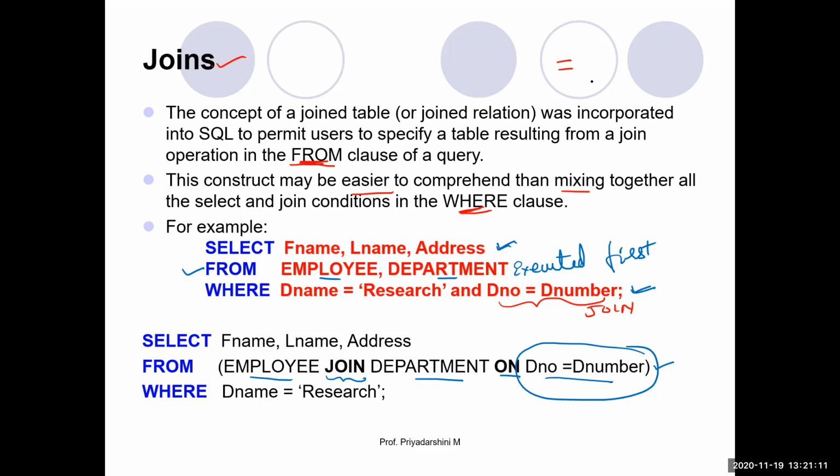Now, what is happening in the FROM clause? In the FROM clause, only the rows after the join condition D number equals D number is applied are pulled forward. After pulling them, the table will be a combination of employee and department: the attributes of employee followed by the attributes of department. It will be one table together.